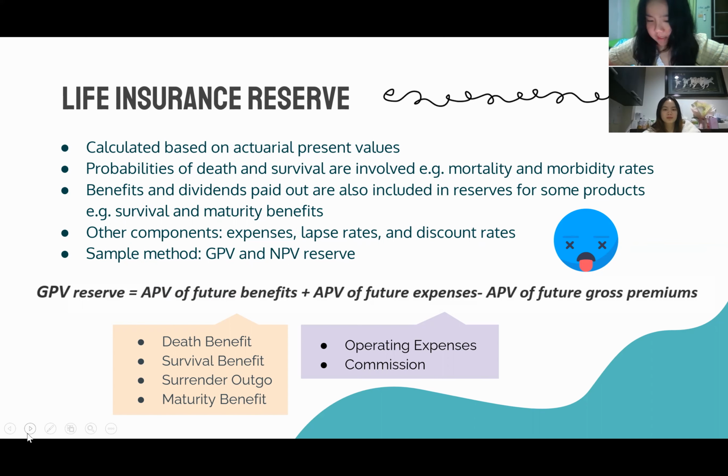Moreover, for some types of life insurance products, the policy also pays out benefits such as survival and maturity benefits to the insured. And some policies may have to pay out dividends to the policyholders. These benefits and dividend payouts also cause an increase in the reserve amount. The well-known and widely used method to calculate reserves for life insurance policies is the GPV method.